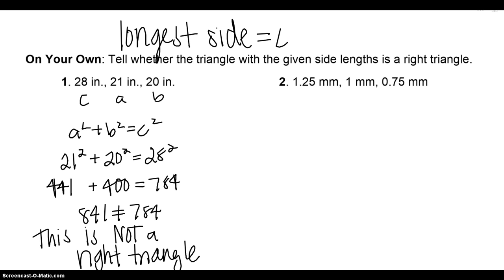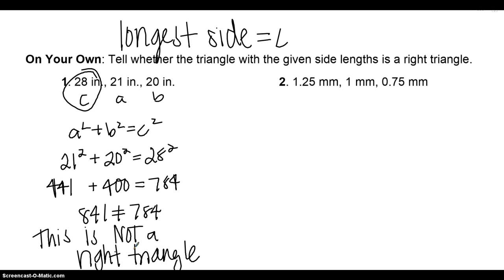All right, I went ahead and wrote number 1 out while I was paused so that I didn't waste time. But this one was pretty easy. C is 28 because that's the longest side, so a squared plus b squared is equal to c squared. 441 plus 400 is 841. That is not equal to 784. Therefore, this is not an example of a right triangle.